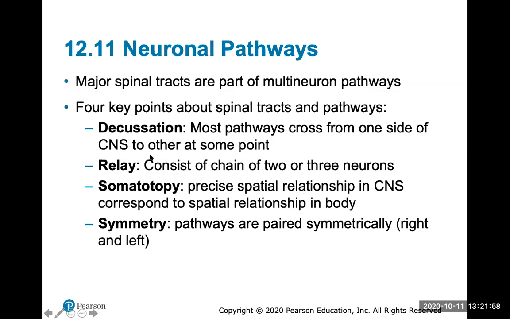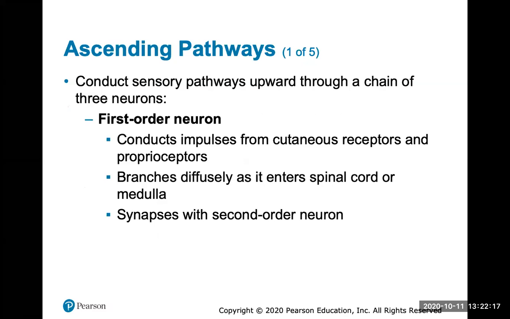A relay consists of a chain of 2 or 3 neurons. Somatotopy is the precise spatial relationship in the central nervous system, which will correspond to the spatial relationship in the body. And symmetry refers to that these pathways are always paired symmetrically, right and left.